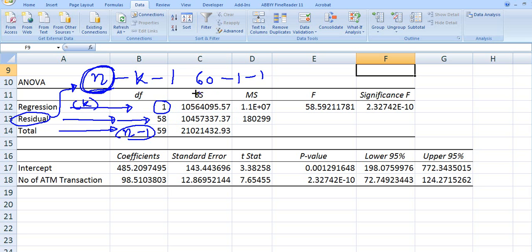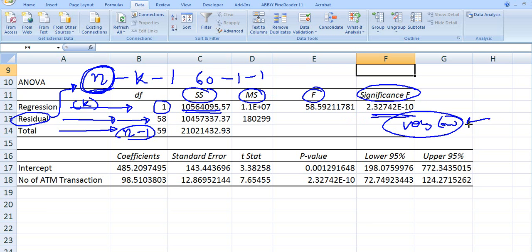Okay, then they are saying, what is the sum of squares of the values of the regression, the mean sum of squares. Okay, and this gives you the F statistic value, and this gives you the significance of F. Okay, now please note that this is very low, very low. It means that our regression analysis is good.